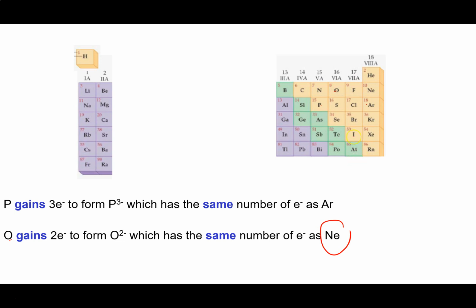So if I want to work through here, the non-metals in group 7A like to form -1 ions. In group 6A, they love to form -2. In 5A, they love to form -3. The metals in group 1A love to form +1. The metals in group 2A love to form +2. The metals in group 3A love to form +3.